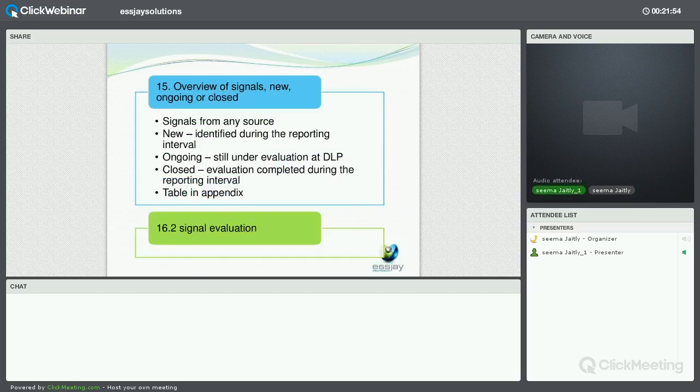Okay, so next section, signals. So this is quite new, as in inclusion into the PBRER. And here you're meant to talk about any new, ongoing or closed during the time period. And usually you have a table for section 15, and then you have your signal evaluation in 16.2.